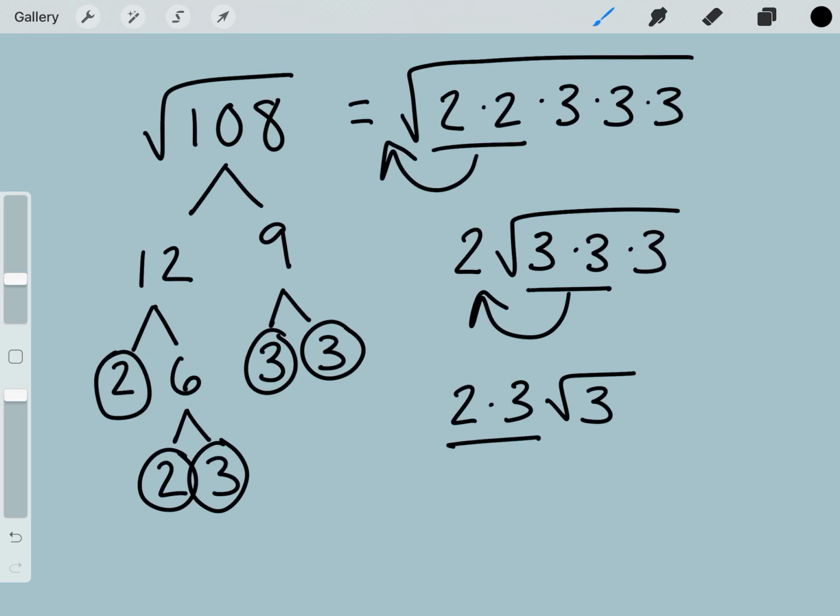It's almost done, but the last thing we have to do is multiply the 2 pieces together now to get it fully simplified. So the answer would finally be 6 radical 3. That is what 108 simplifies down to.